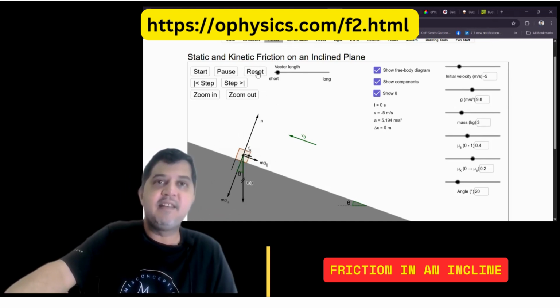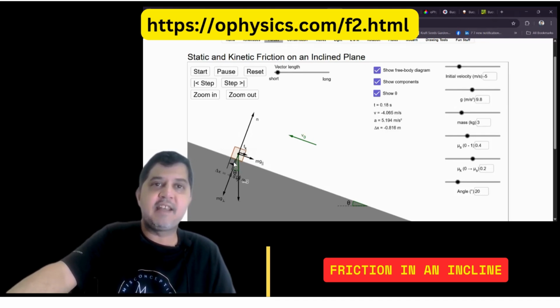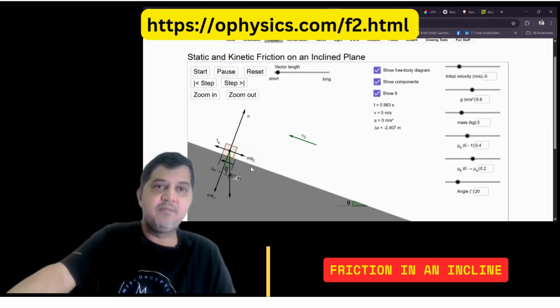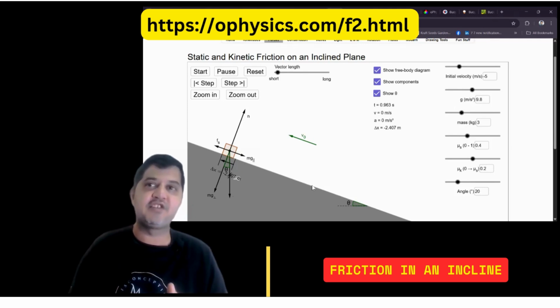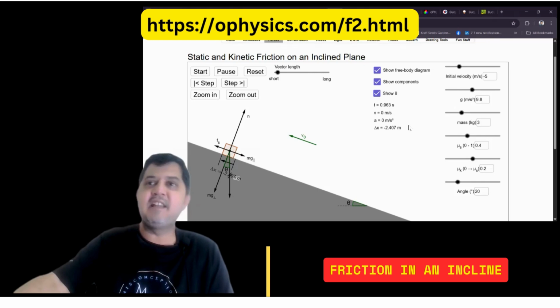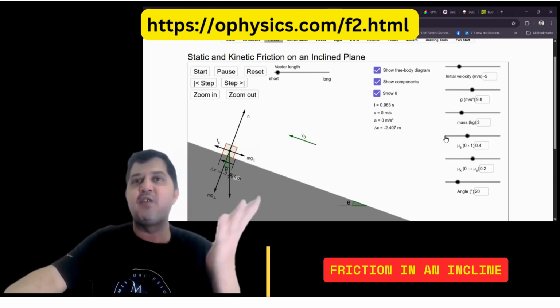Let us reset this once again and look into this once again. Where is the frictional vector acting here? See, friction is acting over here, friction is acting over here. The moment it came over here, static friction was acting. So why doesn't it come down? Because static friction is larger than the kinetic friction. That's what you can explain here. And then if you want, you can change any of the parameters and see how it changes.